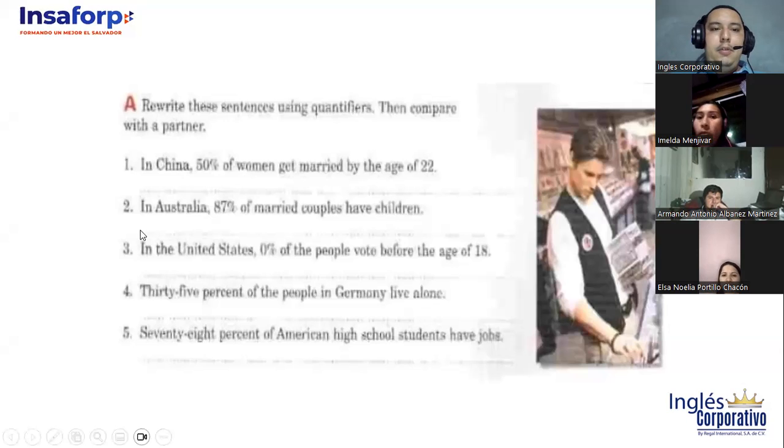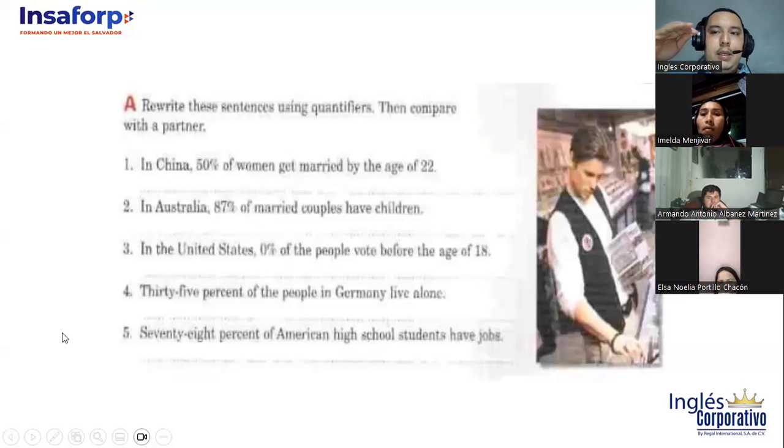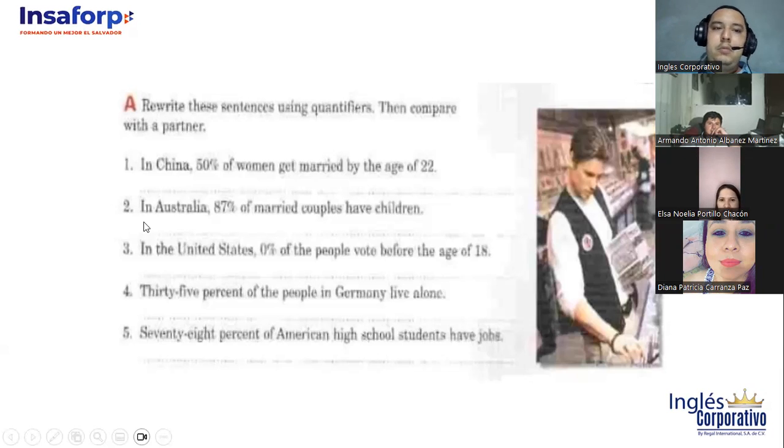What about number two? It says in Australia, 87% of married couples have children. The most. No, the most. Armando, if you say the most, you are using a superlative. Very often. Most. Most of. Most of Australians, most of Australian, we can call it in that way.